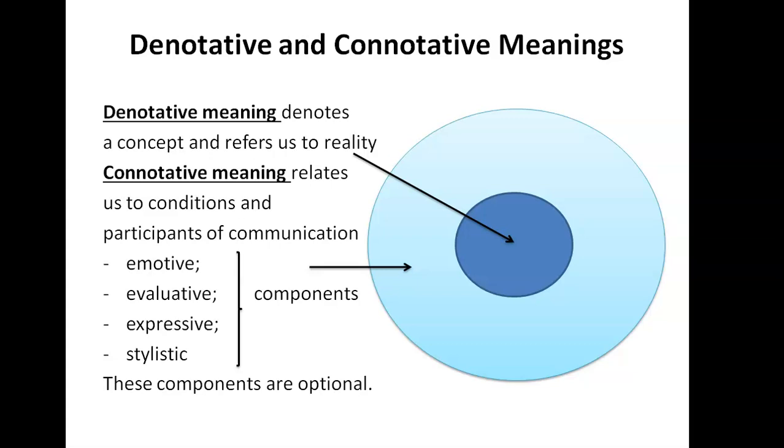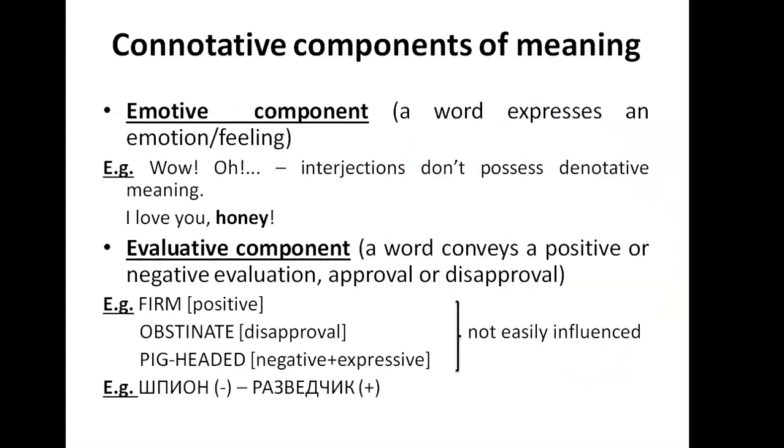So, let's continue. Connotative components of meaning. Emotive component: a word expresses an emotion and a feeling. For example, oh, wow, interjections that possess denotative meaning. I love you, honey. Evaluative component: a word conveys a positive or negative evaluation, approval or disapproval. Firm is positive, obstinate, disapproval, pig-headed, negative, not easily influenced.